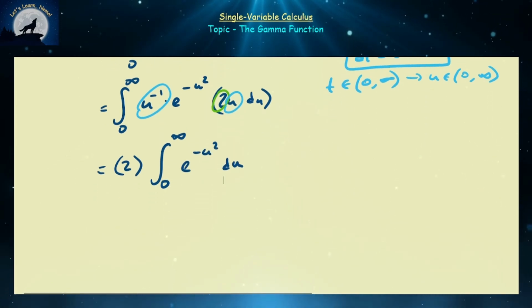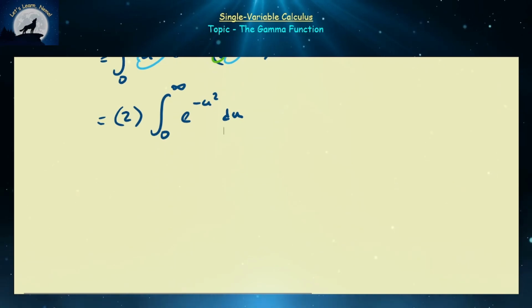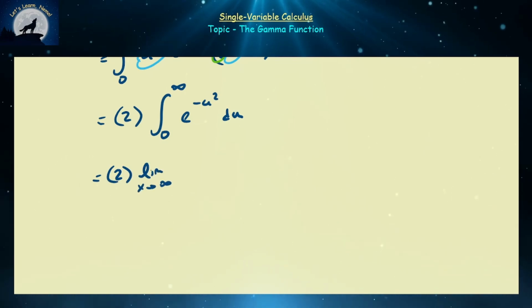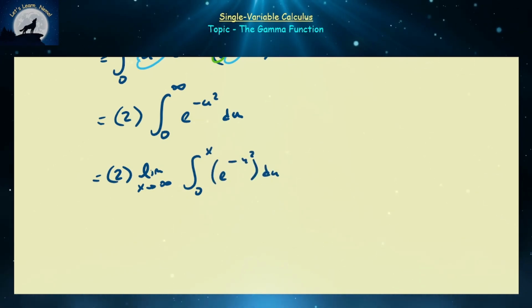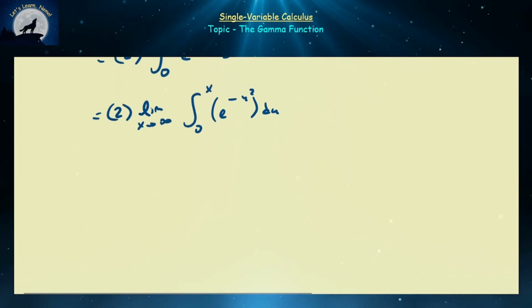Now, when you look at this, you're like, oh, this is an improper integral, so I should be able to write it using a limit, and indeed you can. So we're going to write that as 2 times the limit as x goes to infinity of the integral from 0 to x of e to the minus u squared du. And this should look like a special function that we discussed in our last video on elementary primitives.